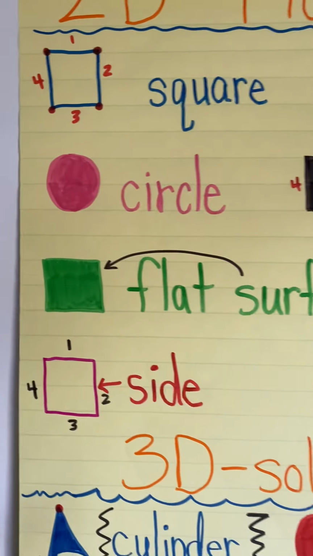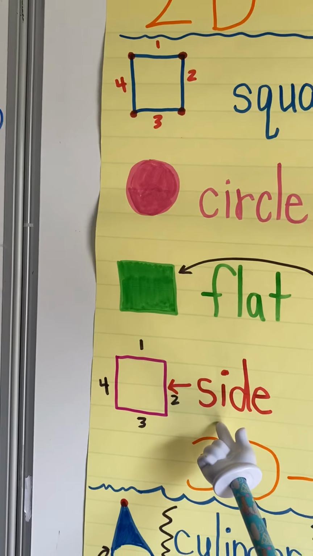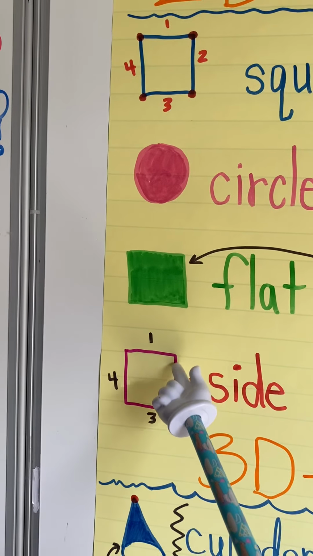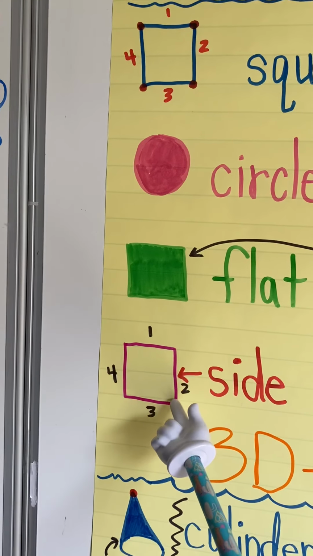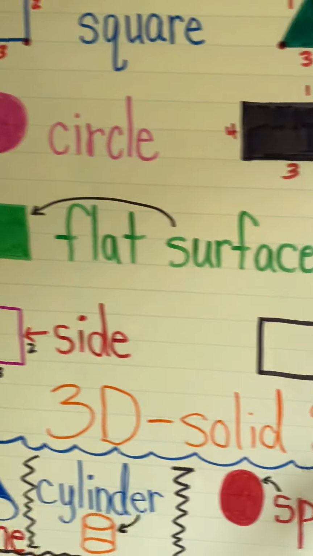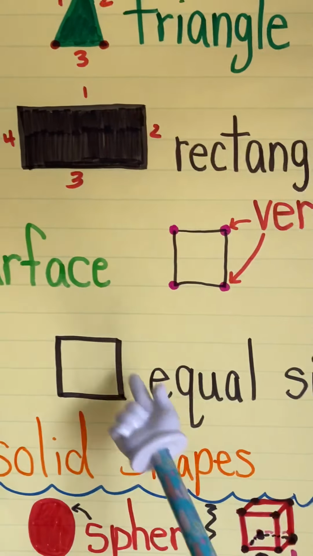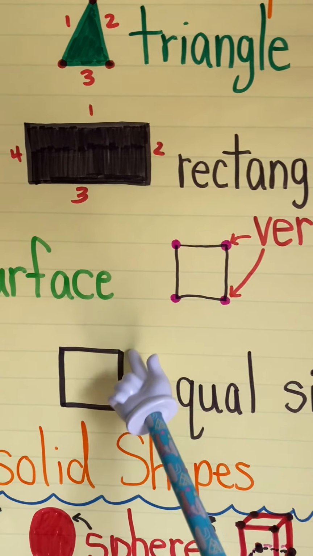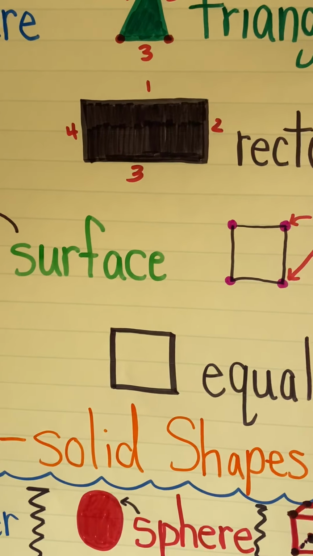Okay, so that would be another vocabulary word, side. This is a square, this is its side, right here, also called an edge. They have to be equal sides. Equal sides means they are all the exact same length.